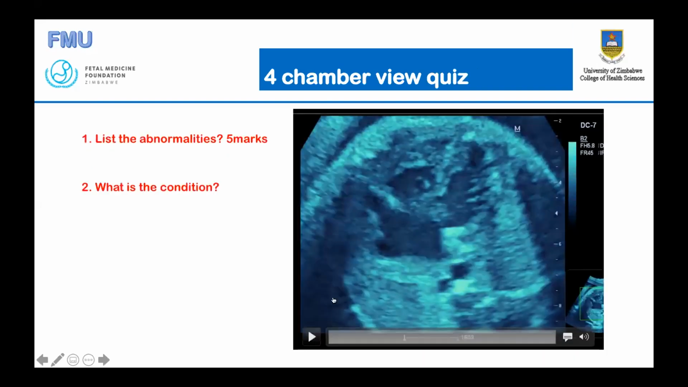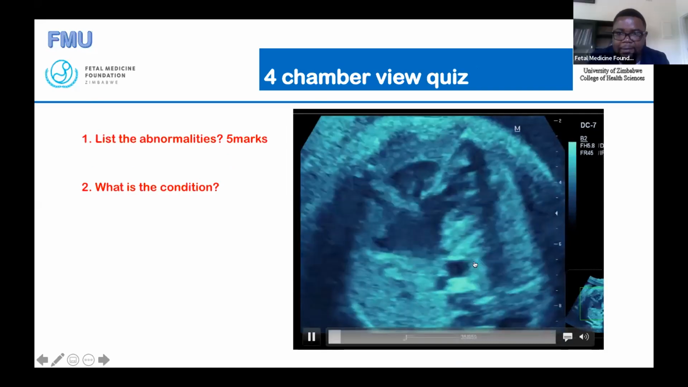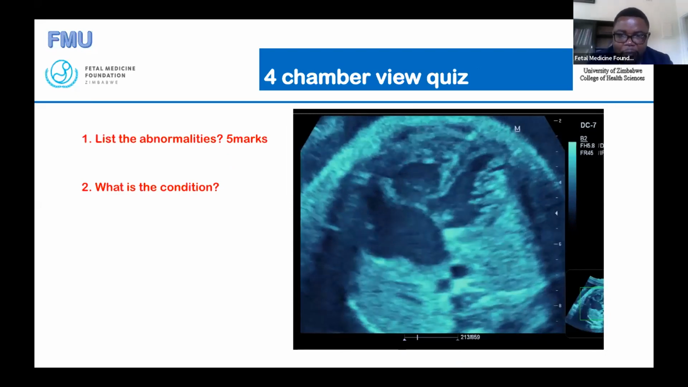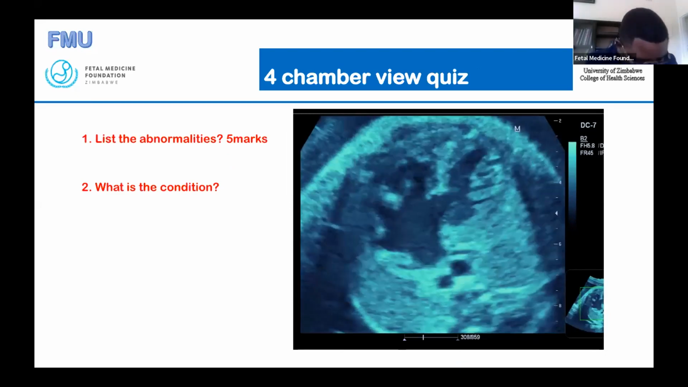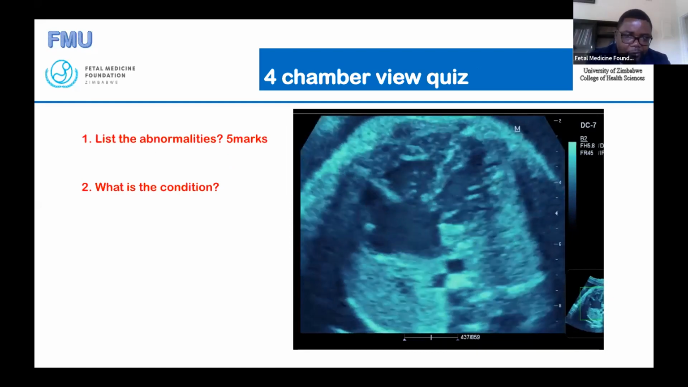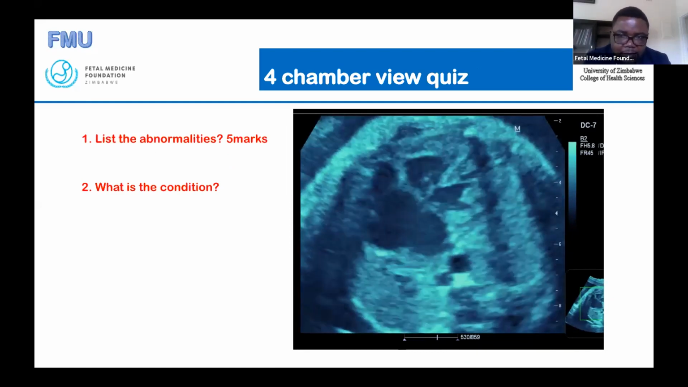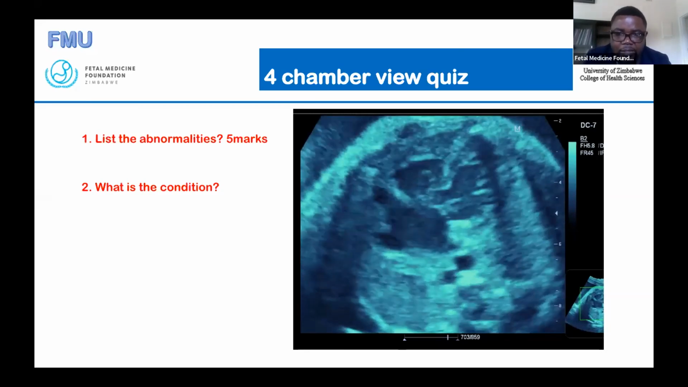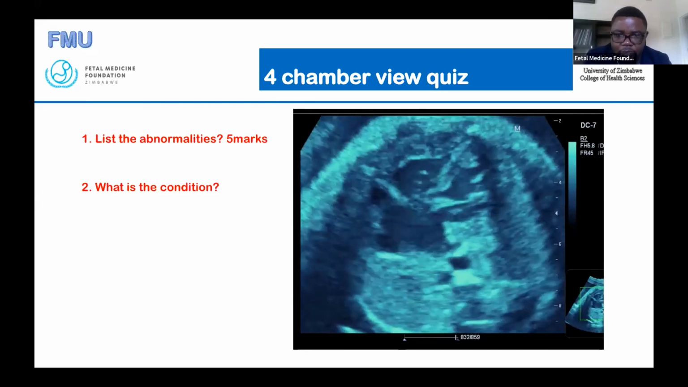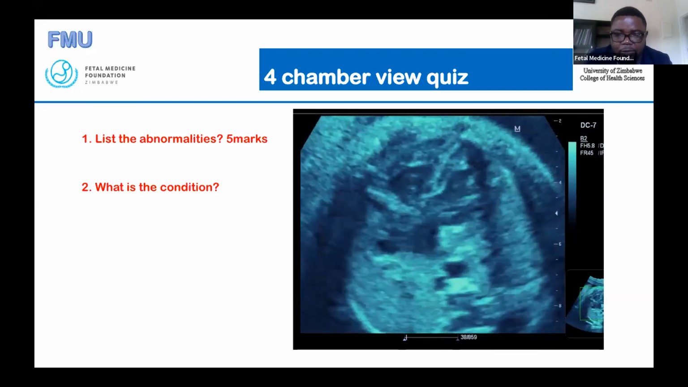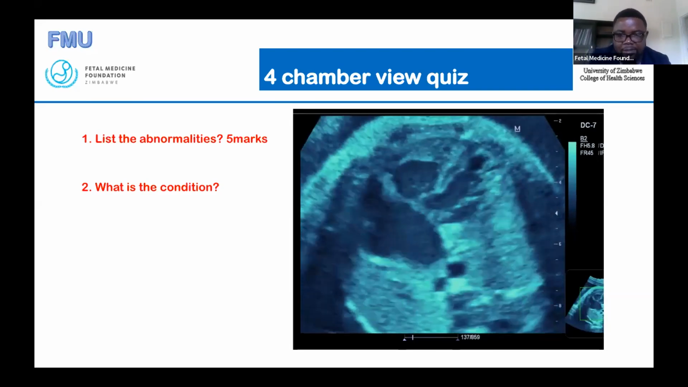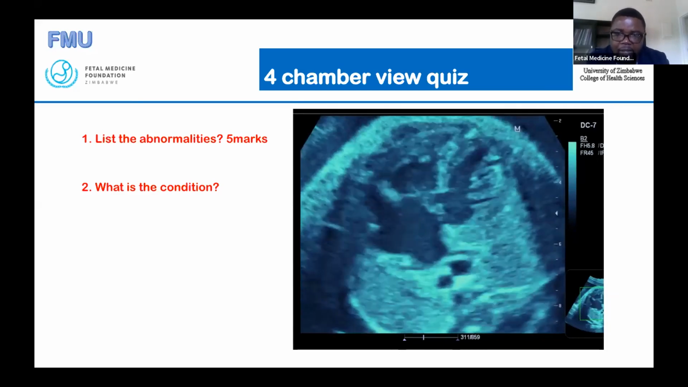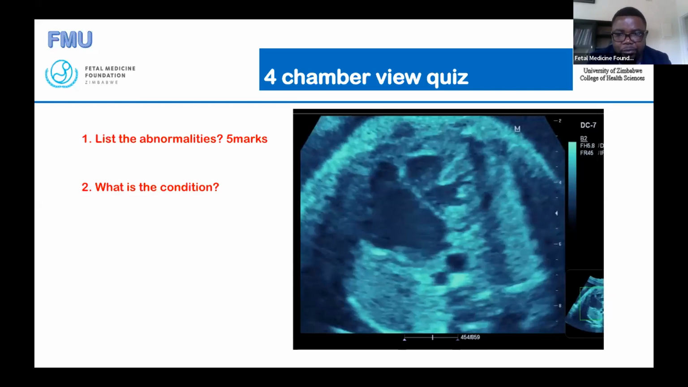This is the next video again of one of our patients. Again, list the abnormalities. There are about 5 abnormalities. It's just a 4-chamber view because I think this is where we need to start as a country to look at the 4-chamber view properly. Because outflow tract, I feel this is important because 80% of the fetal defects will be identified by a proper examination of the 4-chamber view.